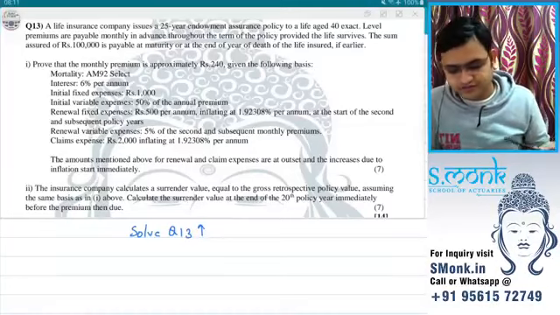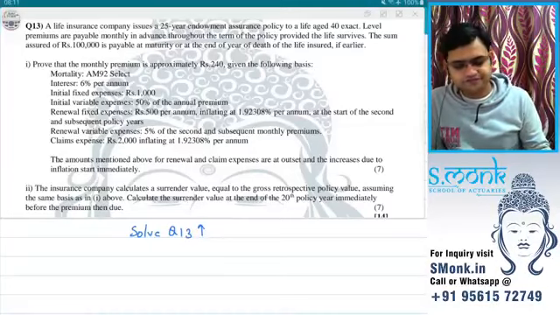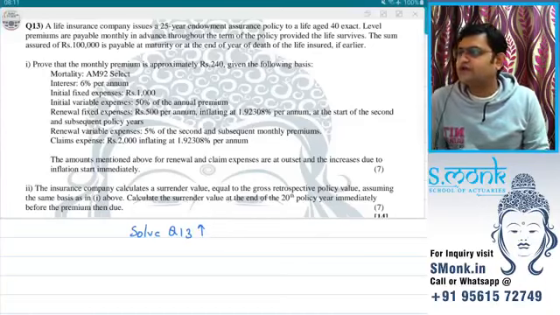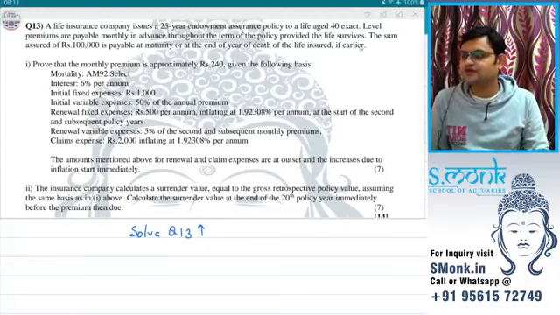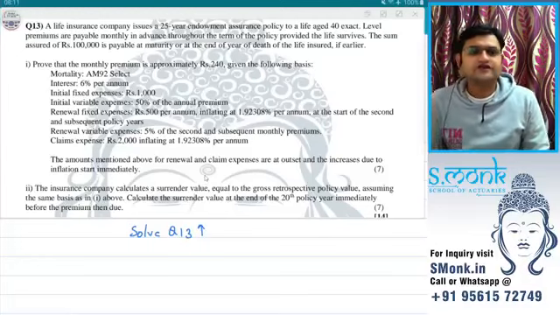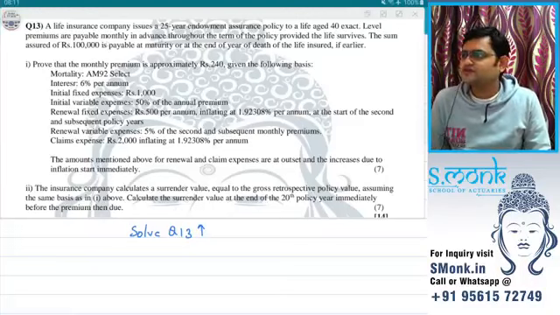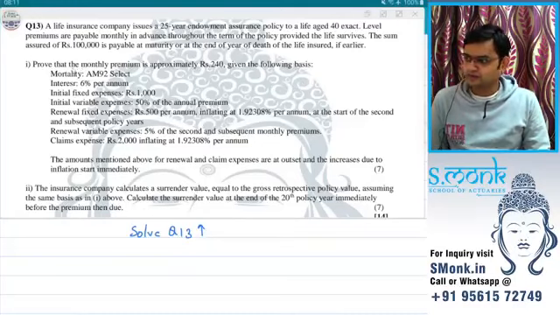Good morning. We'll start with question number 13. A life insurance company issues a 25-year endowment assurance policy to a life aged 40. Whenever we have a lengthy sum, always before going through all the details, just take a quick look at what we are actually trying to find. So prove that the monthly premium is approximately 240 given the following basis.